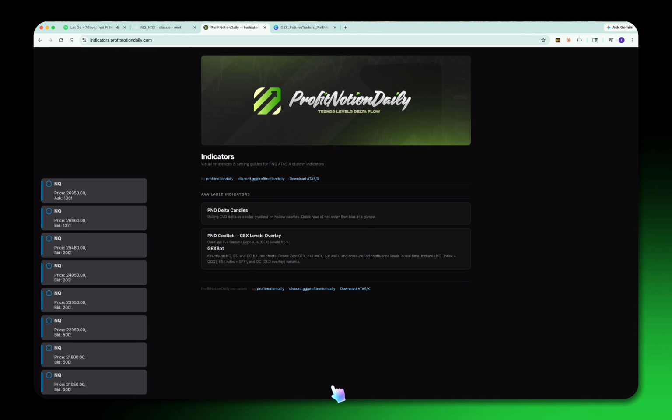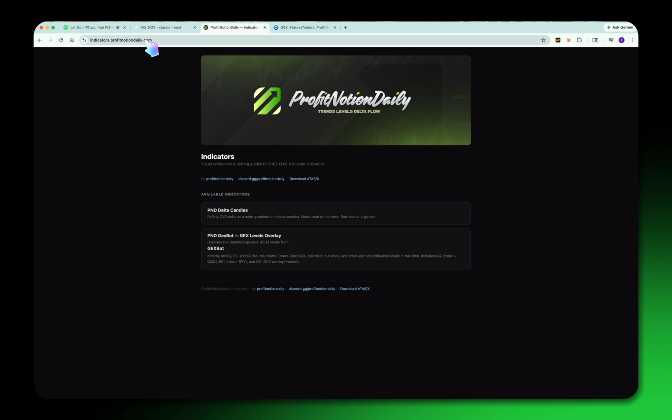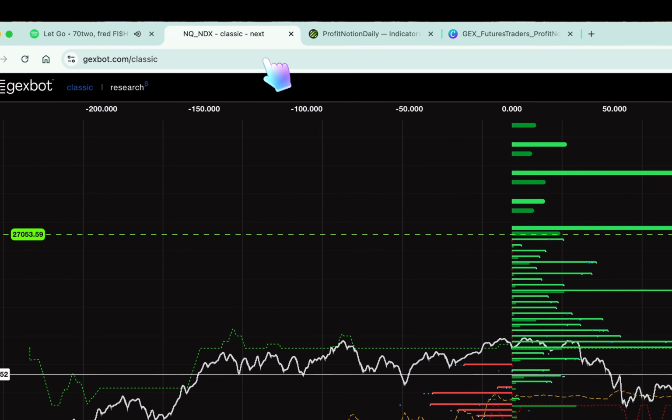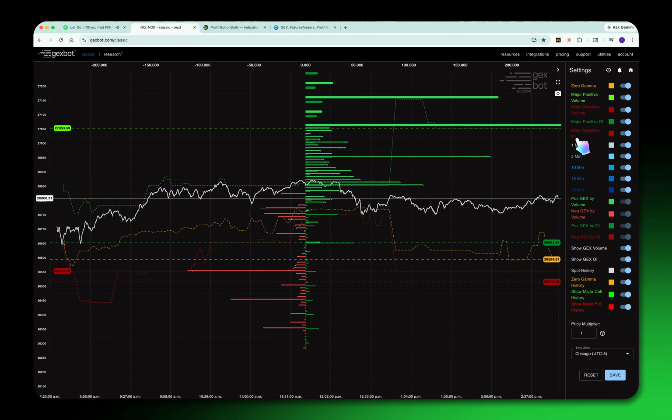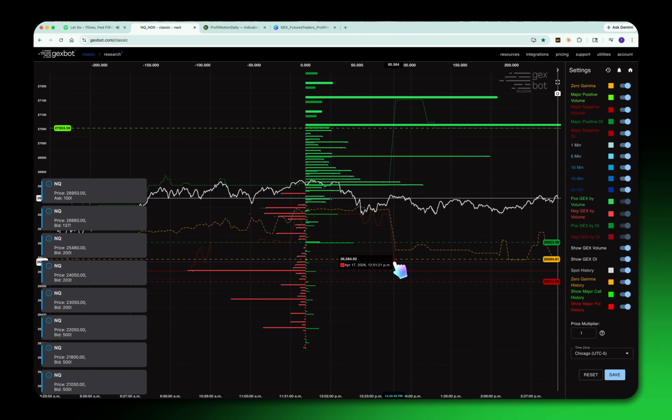All right, so I'm starting to build out all the indicators here. At indicators.profitnotiondaily.com you can come and see we have the Delta candles and now this new GEX one. Again, as a reminder, you do need GexBot to leverage these levels. And I'll quickly show what you get with GexBot. So this is what GexBot looks like. You know, it is a lot, right? But it is all very important information.